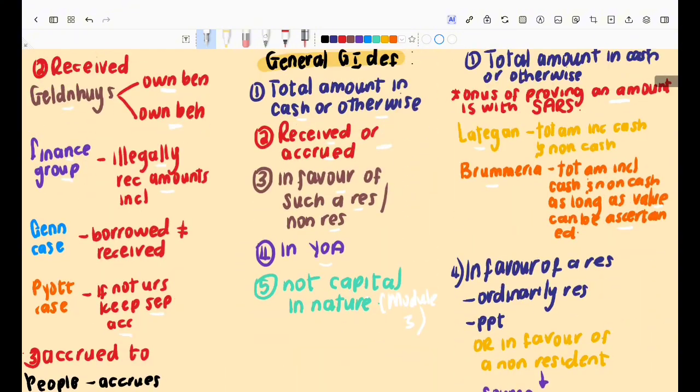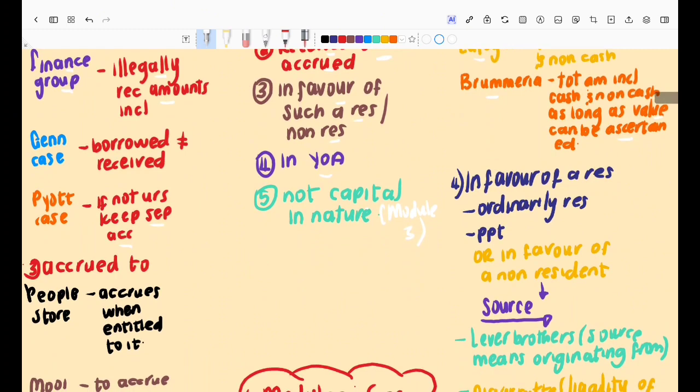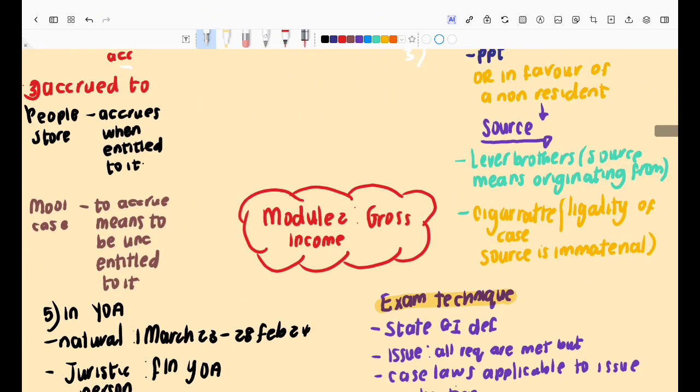So the definition says total amount in cash or otherwise received or accrued, right? So what does accrued mean? As per the People's Stores case, people are very entitled. A lot of people are very entitled. So the People's Stores case says that an amount accrues to you once you have become entitled to it. So think of people, entitlement, right?